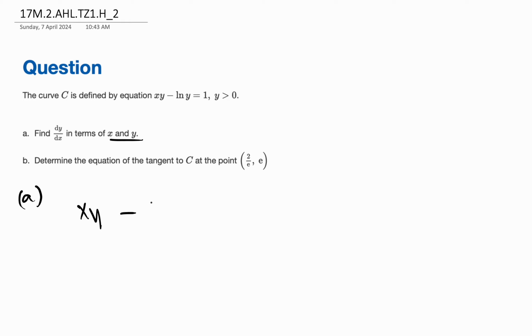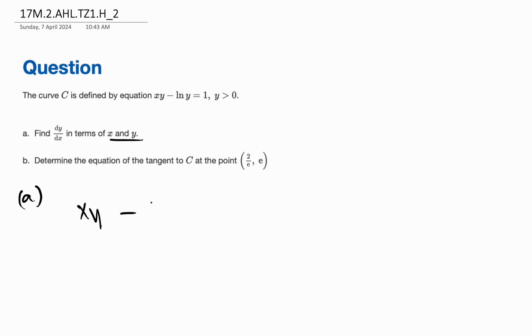So when I differentiate the left side, first this xy would be a product rule, and ln y is a chain rule, and of course 1 is a constant, so that would just become 0. So let's put this in.